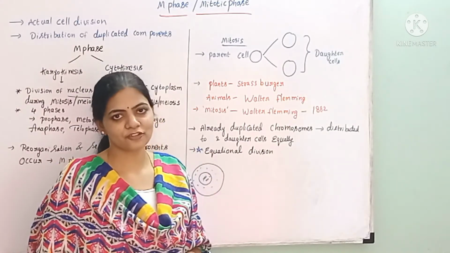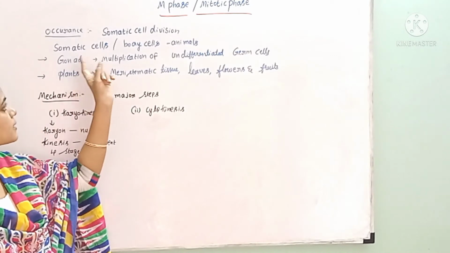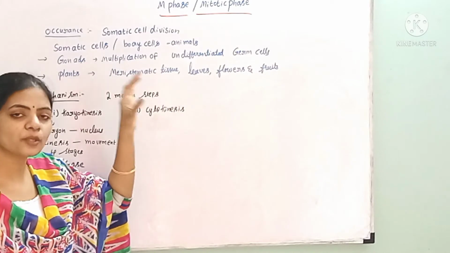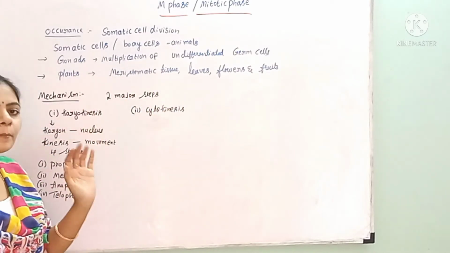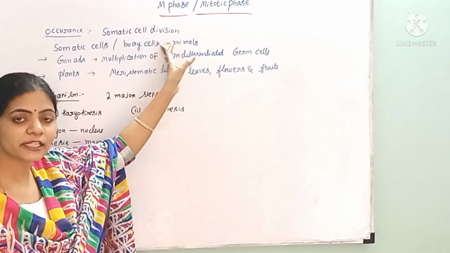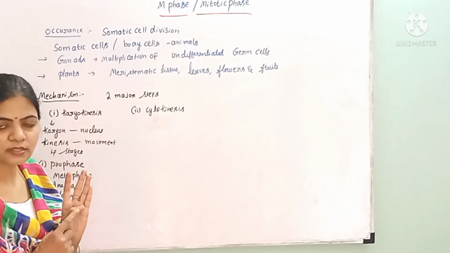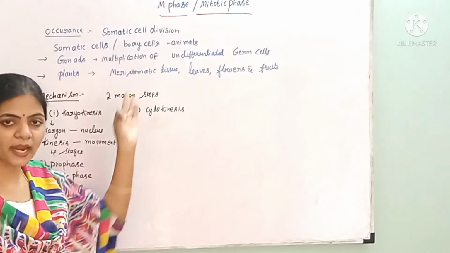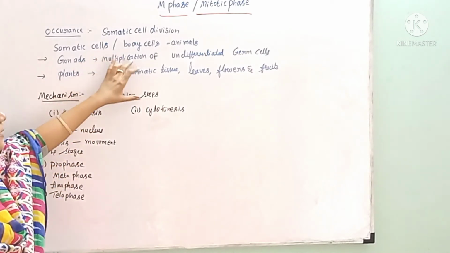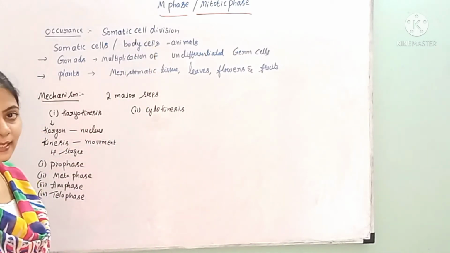Next, we'll see the occurrence of mitosis. This mitosis occurs in somatic cells or body cells. So where does it occur? In somatic cells or body cells, we see mitosis. Hence, this mitosis is also called somatic cell division. So what are the different names for mitosis? Mitosis, equational division, and somatic cell division also. Here in animals it occurs in body cells or somatic cells. Hence it is also called somatic cell division.